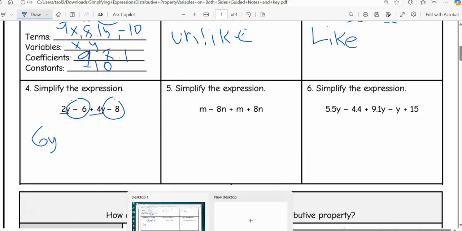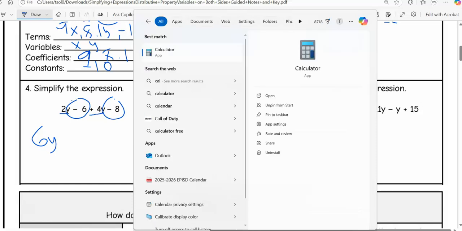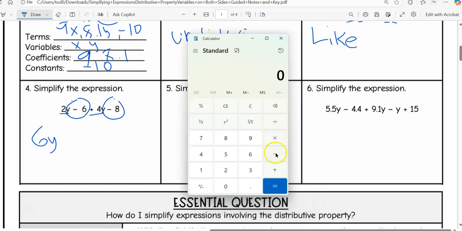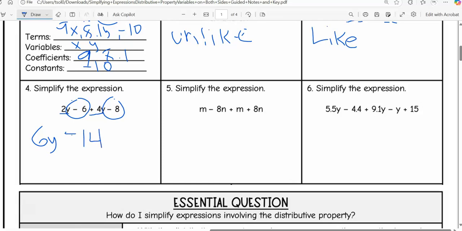I know you can do this in your head, but I would like for you to use the calculator just to make sure. I'm going to pull the calculator up here. -6 minus 8 is -14. And that's how you simplify the expression, or combining like terms. Now we can't combine 6y minus 14 because this is a variable and this is a constant, and there's no variable here. It's empty.